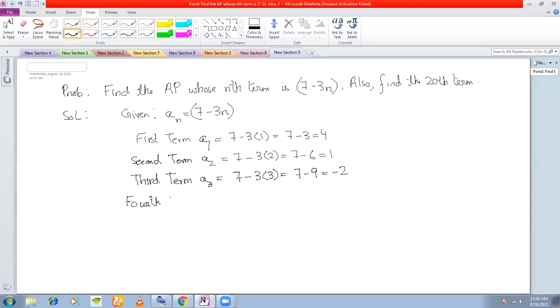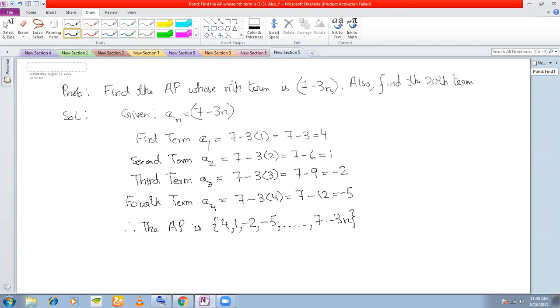Fourth term, A4: 7 minus 3 into 4, 7 minus 12, which is minus 5. So first 4 terms we have determined. Therefore, now we can write the AP as first term, second term, third term, fourth term, and so on. What is the nth term here? Since we know the nth term, we'll write the nth term, 7 minus 3n. Okay, this is the AP.